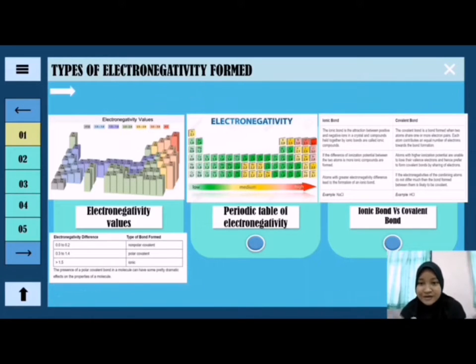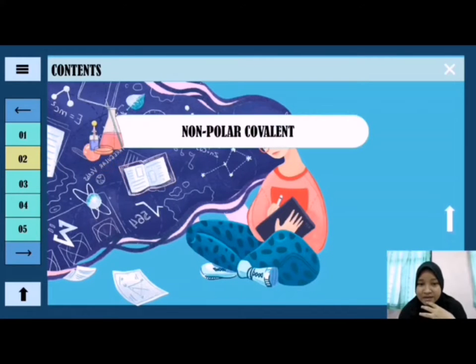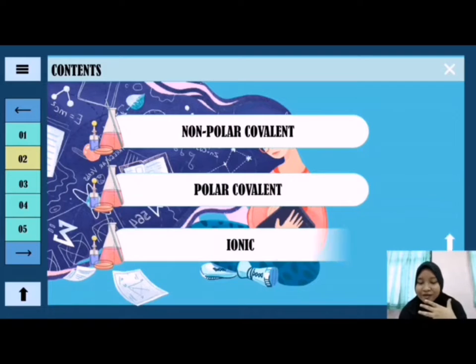Covalent bond. What I said before, there are 2 types, which is non-polar and polar. The covalent bond is a bond formed when 2 atoms share 1 or more electron pairs. Each atom contributes an equal number of electrons toward the bond formation. Atoms with higher ionization potential are unable to lose their valence electrons and hence prefer to form covalent bonds by sharing of electrons. If the electronegativities of the combining atoms do not differ much, then the bond formed between them is likely to be covalent. Right now, I'm going to tell you about non-polar covalent, polar covalent, and ionic bonds.